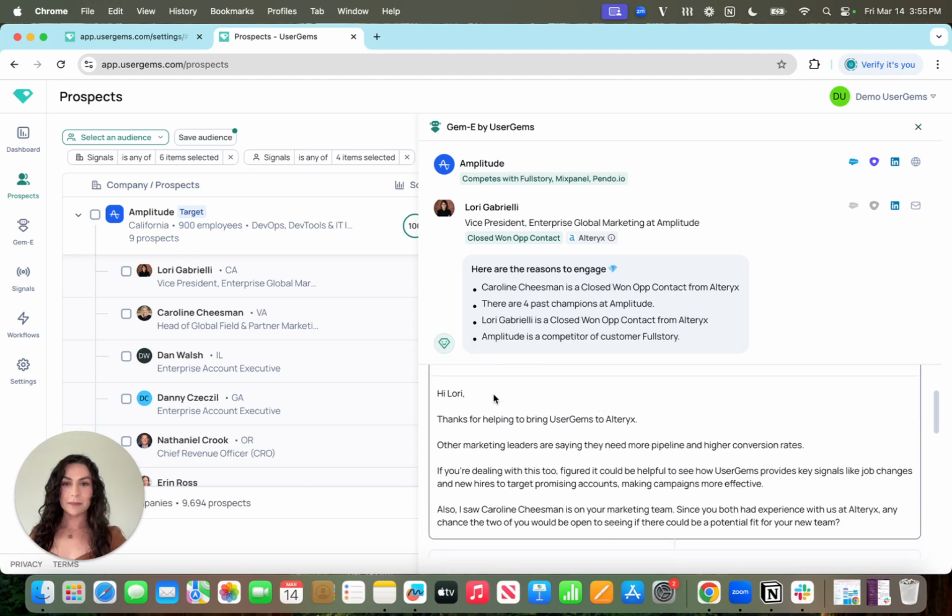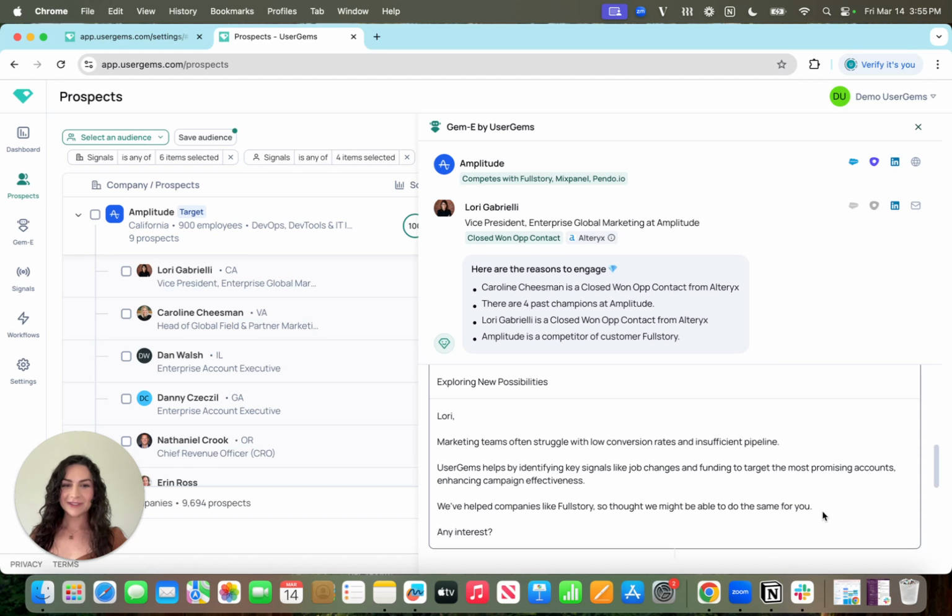So in this example, we're saying thank you to Lori for bringing on UserGems at a past company. We're mentioning the pains that we solve for as an organization. And then we're indicating it might be a good time for Lori to have a conversation with one of her other colleagues who is a previous customer of ours as well.